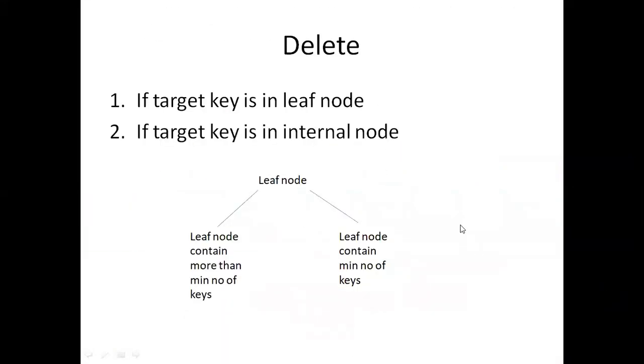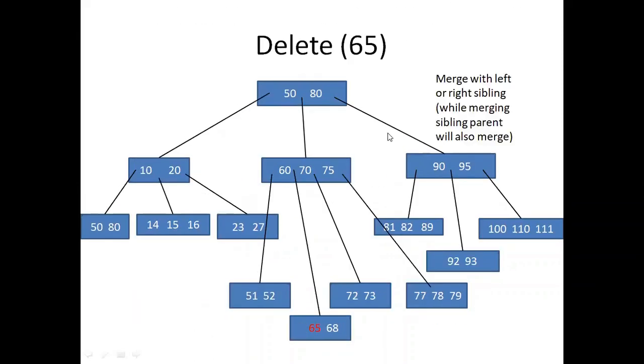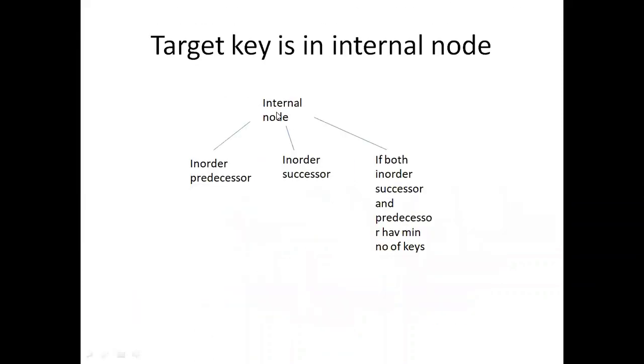Okay. Now again, the second case. Initially I told you that there are two cases. If the target key is in a leaf node, we have checked all the possibilities for this leaf node. Now the second main case is if the target key is in an internal node. So what will happen in that case? Again, for an internal node there are three cases. While deleting from an internal node, it will be replaced with either its in-order predecessor or in-order successor.